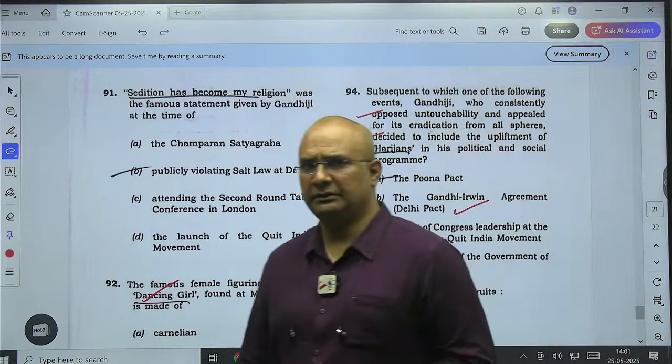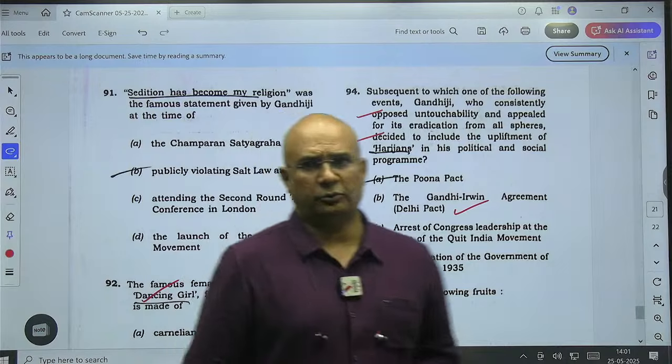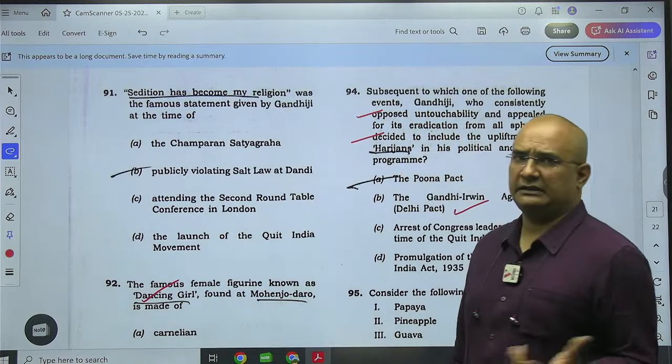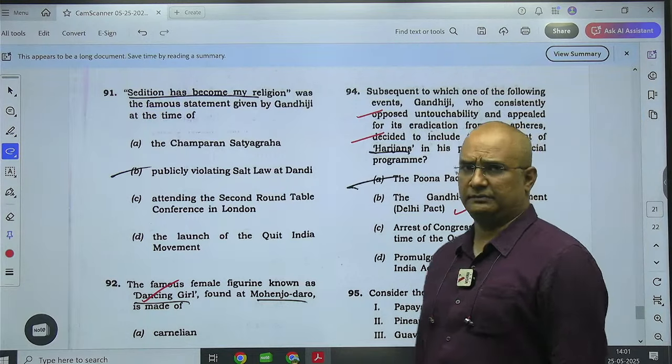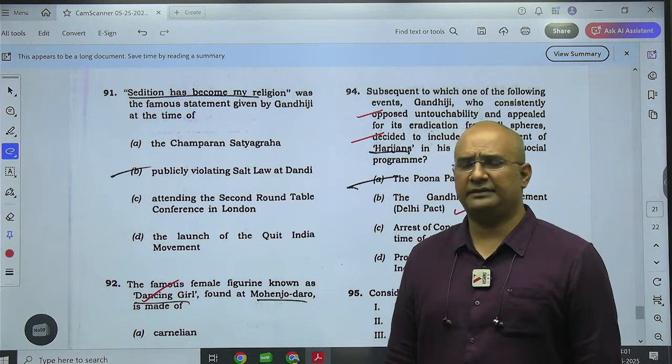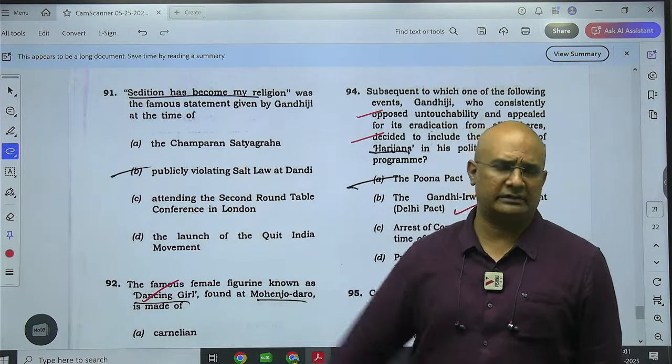Again, a question from Gandhi only, from modern India. A straightforward question where you will see a quotation has been given by Gandhi and asked in which context did Gandhi give this quotation? Sedition has become my religion. Now, what do you mean by the word sedition? It's simply any activity that is going against the government. Anti-government activities are called sedition.